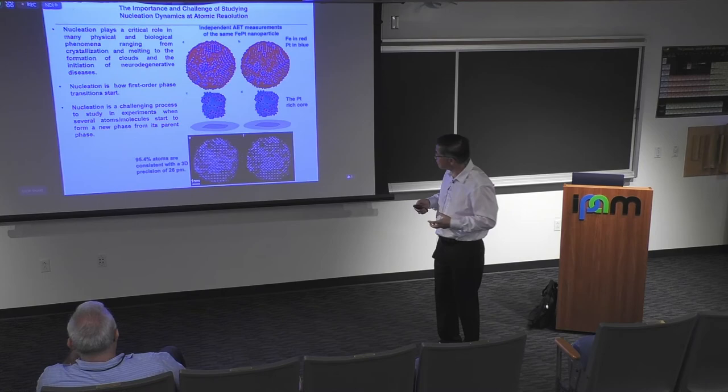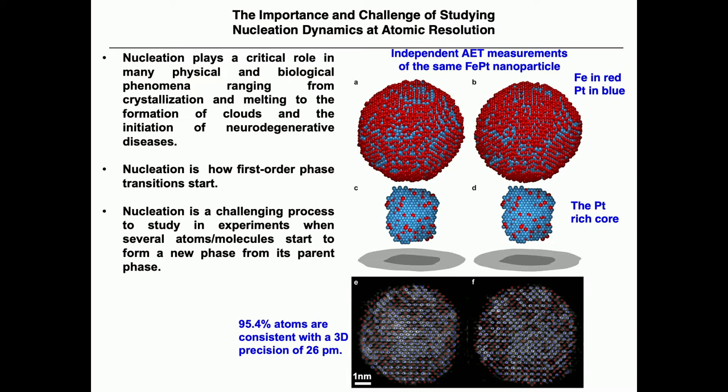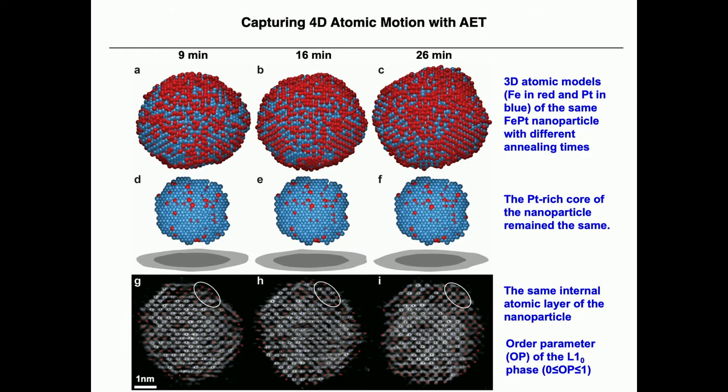So we first did a control experiment, actually related to the question earlier. With the same sample, we did a sequential experiment and got two independent reconstructions. You can see the core is the same. The surface atoms have some differences, okay, overall it can change, but inside the slice all the atoms are consistent. We found more than 95% of atoms consistent with 3D precision of about 26 picometers. One picometer is 10 to the minus 12 meters. And then one of my former postdocs, now an assistant professor at Peking University, did the next work.